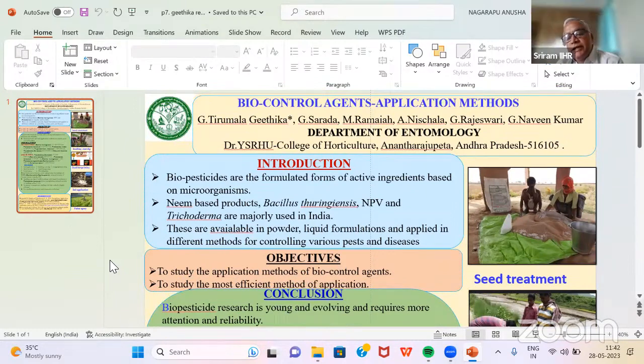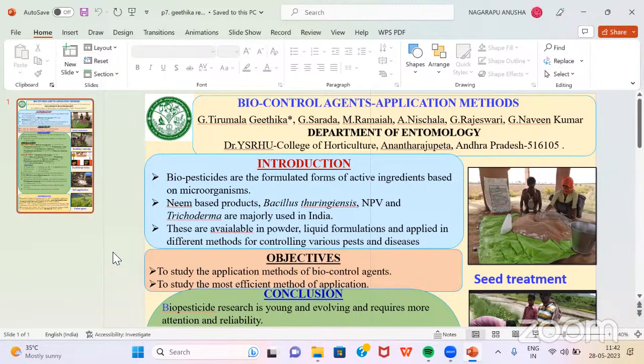Geetika, this is a compilation of the literature available, isn't it? Any work carried out by you? Sir, I'm not getting you, sir. All this information is available, you have compiled and are presenting it, isn't it? Whether any part of your study is included in this presentation? No, sir. I'm studying MSc first year, sir. I have not done any research on it.